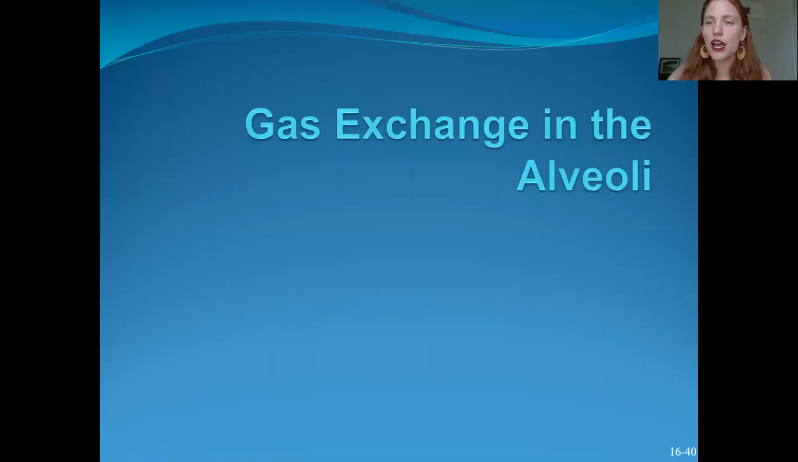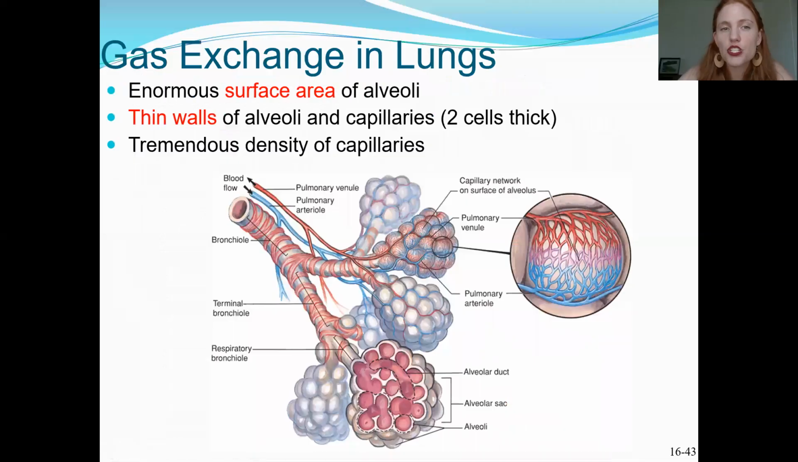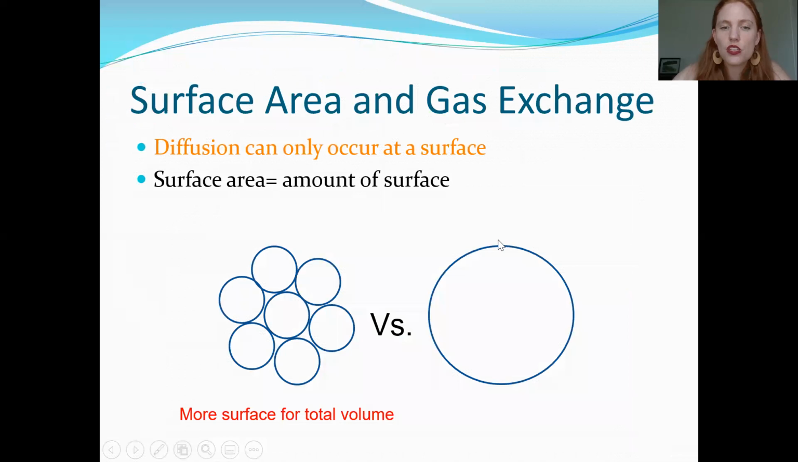Now, the structure of the alveoli is set up so that they're very, very good at that exchange. They have a lot of surface area, so instead of one giant sac, the alveoli make a bunch of tiny little circles. And the more little circles you have, and you've seen this over and over again, the more surface area you have, the amount of space at a surface. And the reason for that is if you're going to be exchanging, it has to be at a surface. So the more surface you have, the more exchange you have.